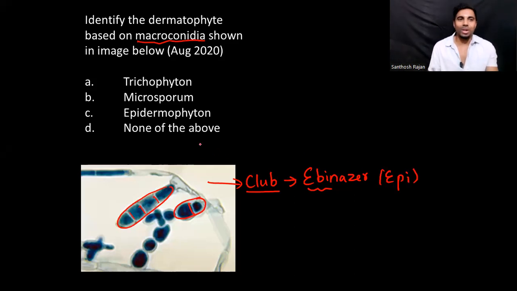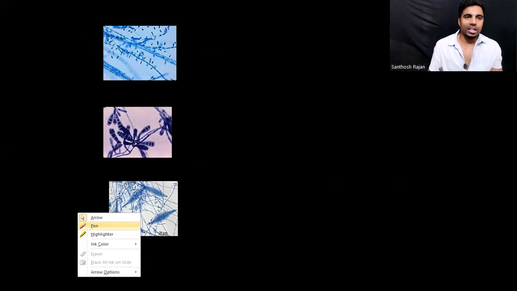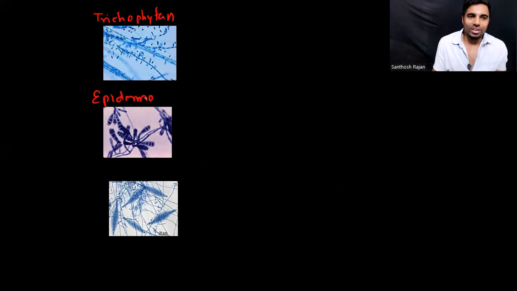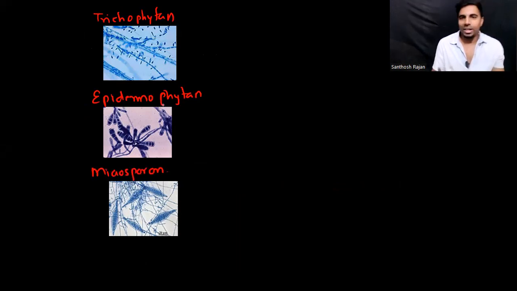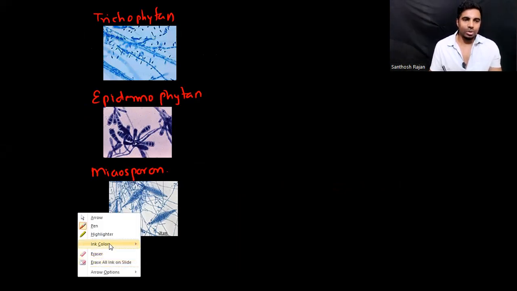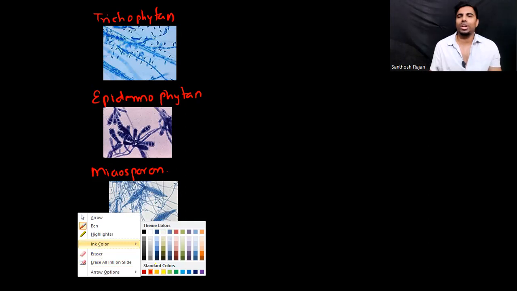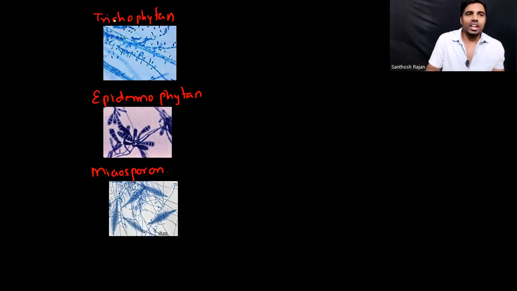Now before that, let's go to this picture. These are the three things. How to remember them? I'll write them now. The first one is Trichophyton. The second one is Epidermophyton. And the last one is Microsporum. Now how to identify them, I'll tell you. Don't worry, very simple and easy. You don't need to worry about Microsporum, it is easy.